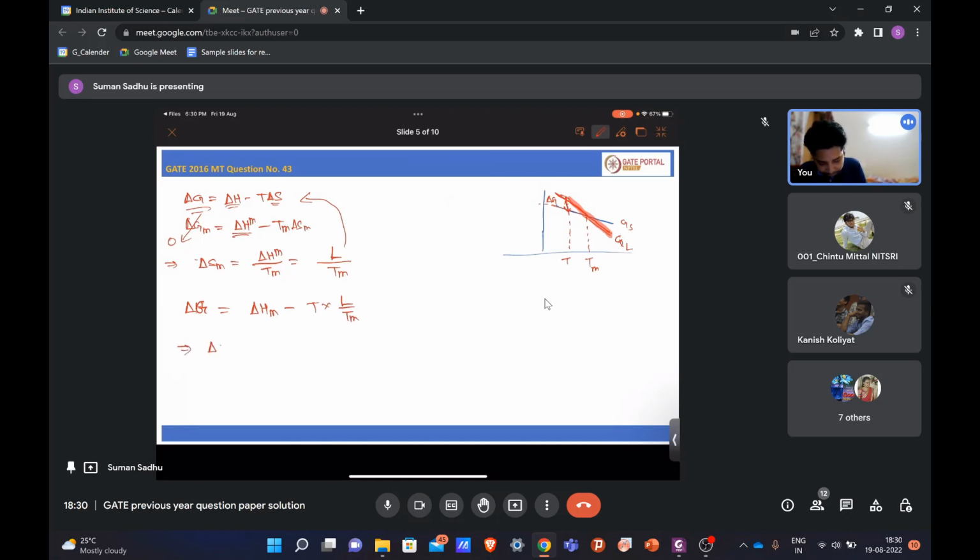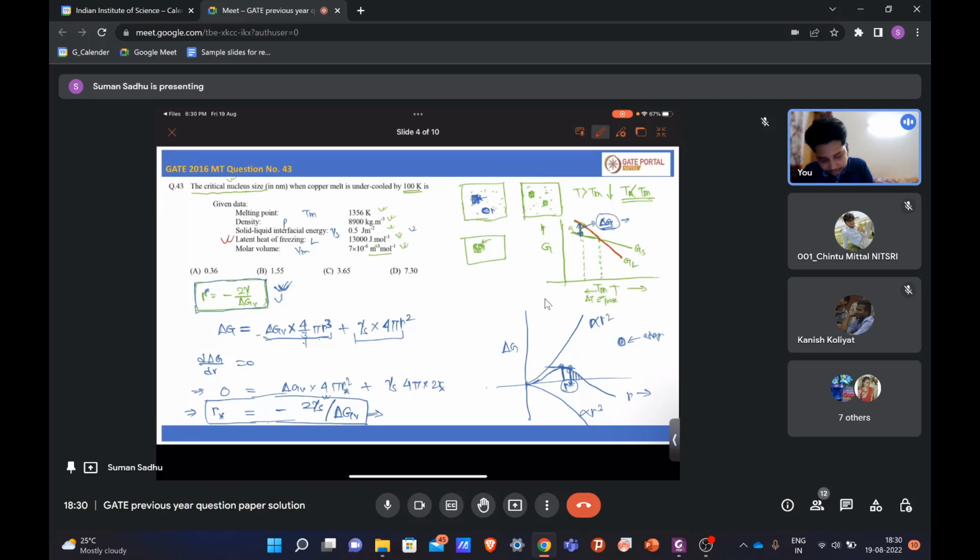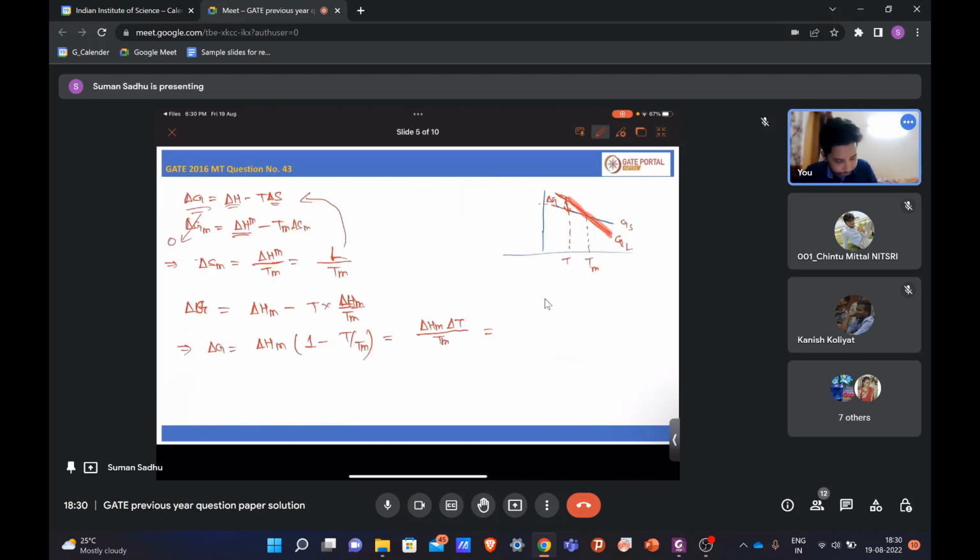So now we can write delta G is equal to delta Hm, which is also L. You can write this is the same: L or delta Hm is the latent heat. So delta Hm into 1 minus T by Tm, which is delta Hm into delta T by Tm. Now the delta Hm value is also given, the latent heat. How much is the value? 13,000 joule per mole.